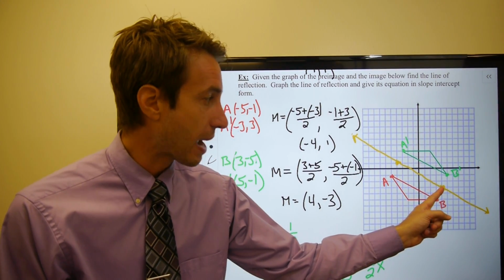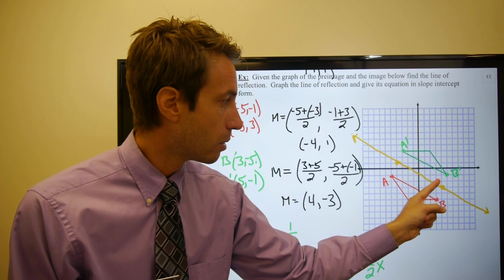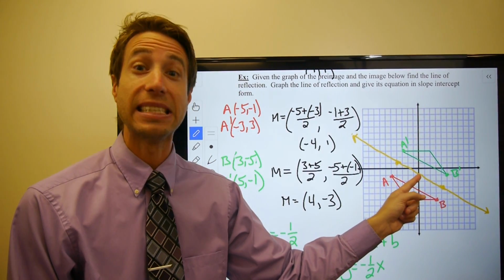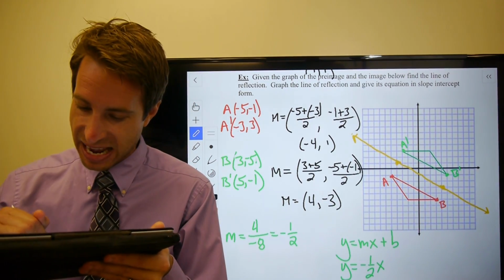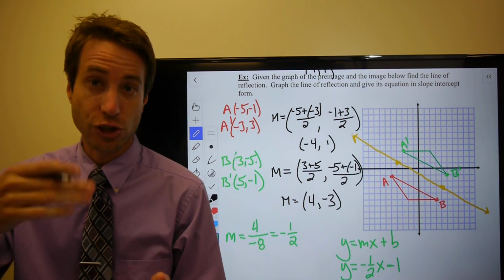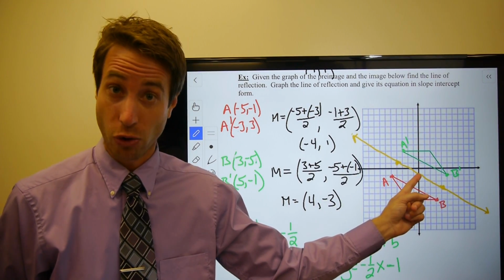Now double check the y-intercept. If I go from here, it's up 1, back 2. So up 1, 1, 2. Up 1, 1, 2. And indeed, I do cross the y-axis at -1. If I just go through there and plot a couple additional points to find that y-intercept, that is actually where it crosses.